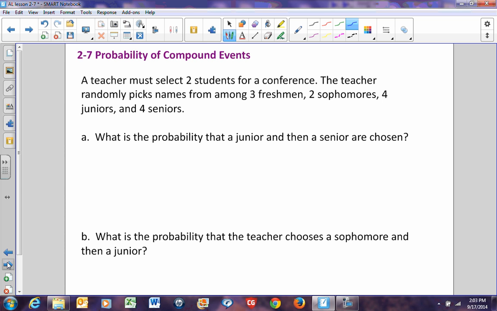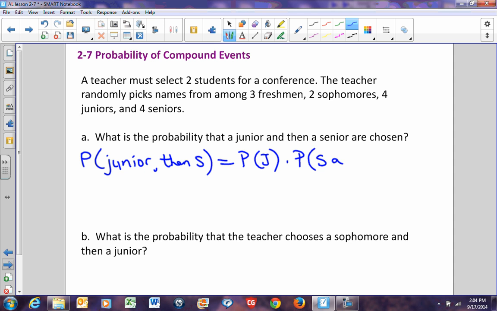So we're looking for the probability of a junior. Ooh, I can't spell. A junior and then a senior. So that's the probability of a junior multiplied by the probability of a senior after a junior.